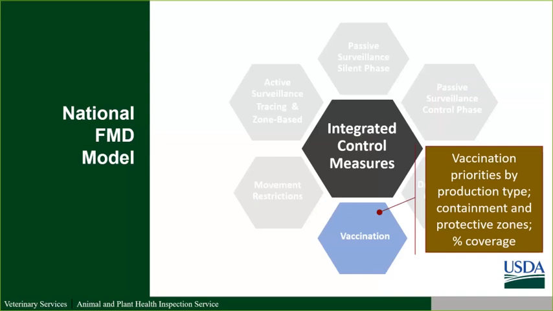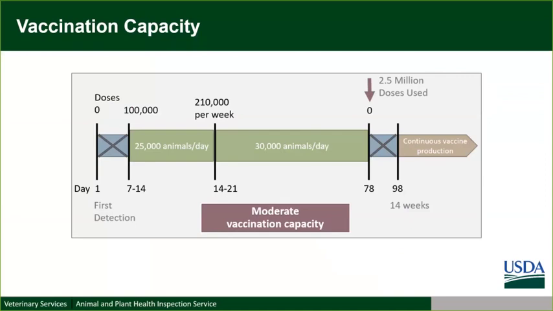And with vaccination, a key point, and one of the main points I want to make today, is knowing what the vaccination capacity is. This is one of the biggest things that can really affect the success of the vaccination strategy and being able to control an outbreak. We can model different capacities for distributing vaccine and doses that are available within the 14 weeks.